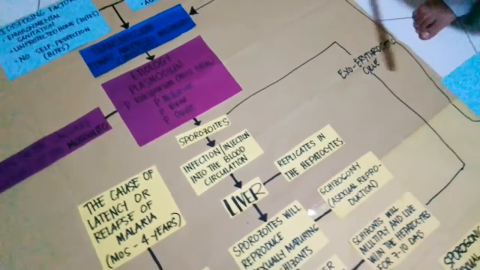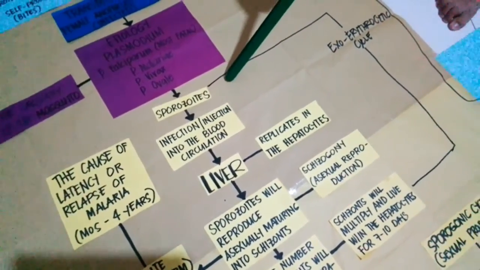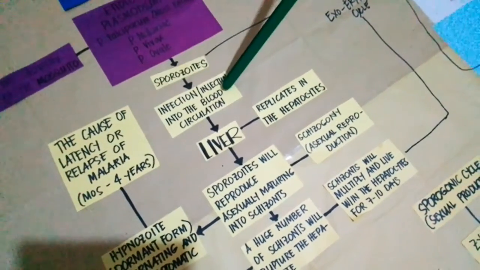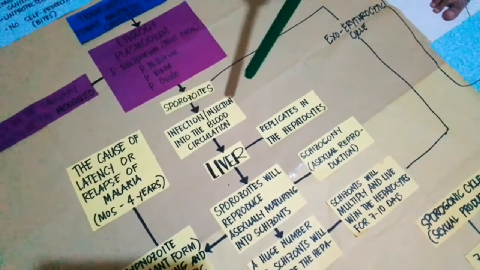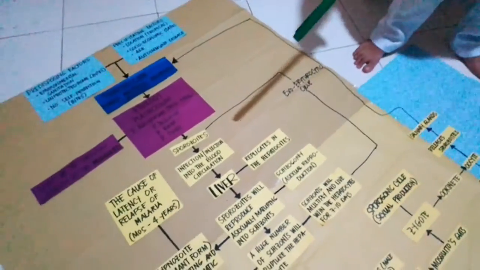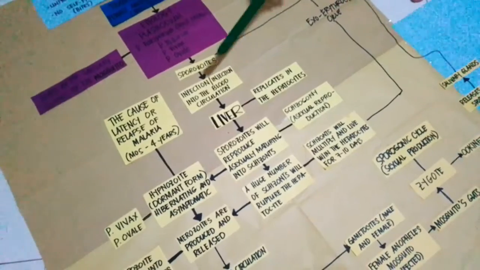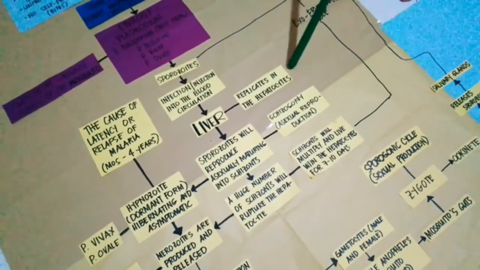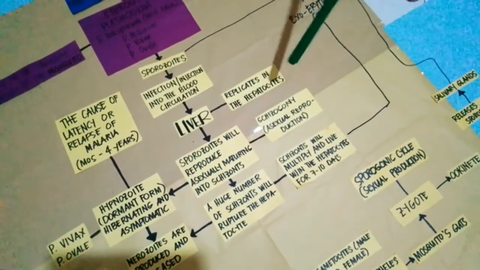So they start as sporozoites, and when the mosquito feeds on human blood, they will infect the circulation first, but there are no symptoms or cell infection yet. So they travel to the liver, and in the liver they replicate inside the hepatocytes, or the cells of the liver.